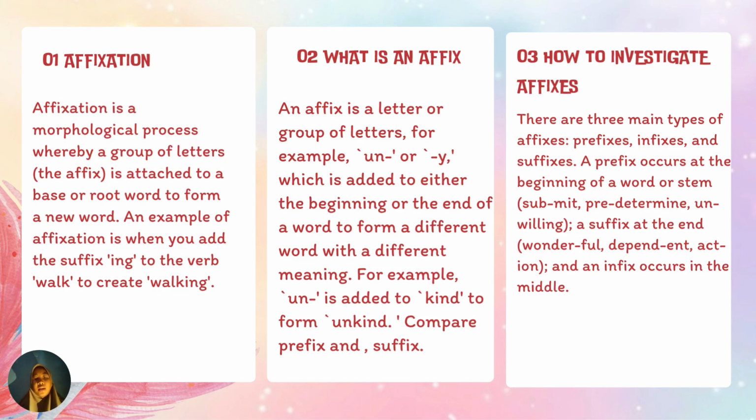Next, how to investigate affixes. There are three main types of affixes: prefix, infix, and suffix. A prefix occurs at the beginning of a word, for example, same, submit, predetermined, or unwilling, and a suffix at the end, wonderful, dependent, action, and an infix occurs in the middle.